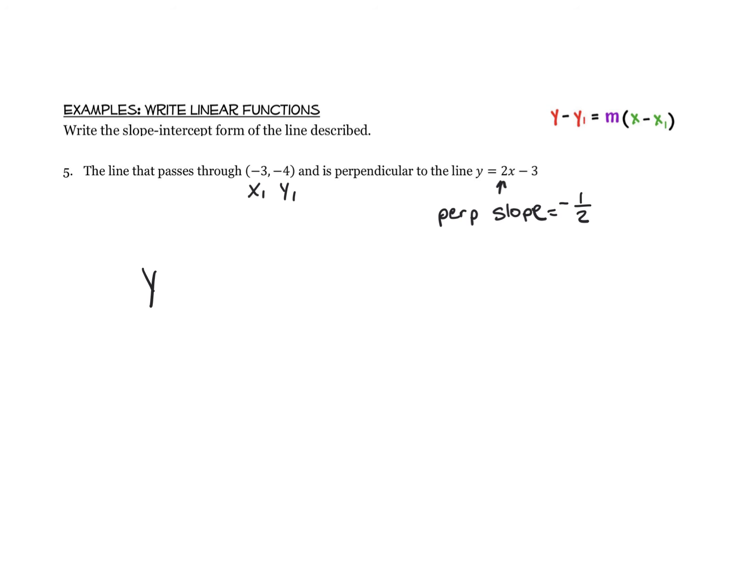So we plug into point-slope form. y minus y1, which would give us y plus 4, equals, we use our perpendicular slope, negative 1/2 times x plus 3. Okay, and now we just want to distribute, so y plus 4 equals negative 1/2 x minus 3/2.